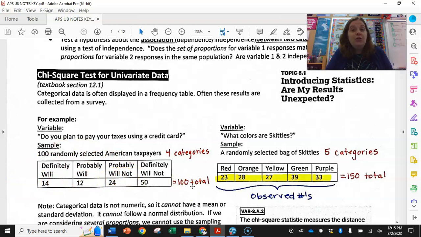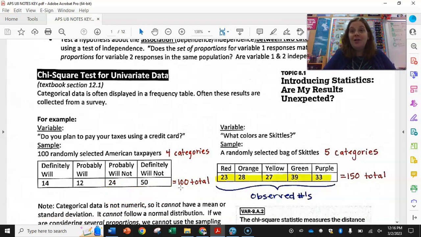There's our 100. So when you go to look at this, there are a couple of values that you need to be able to pick out from one of these categorical things every time you see one of these frequency lists. The first is, you always want to ask yourself, how many categories of this categorical variable are there? Or in other words, how many subcategories, how many answers are there? So in this case, definitely will, probably will not, probably will, definitely will not. Those are four categories. And the other thing we need is, what is the sample size that was taken? We're going to do that by adding the frequencies, 14, 12, 24, and 50. That gives me 100.